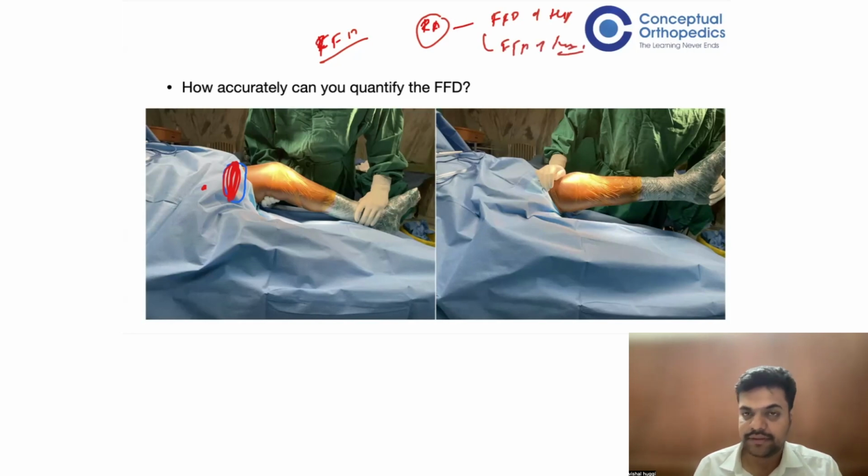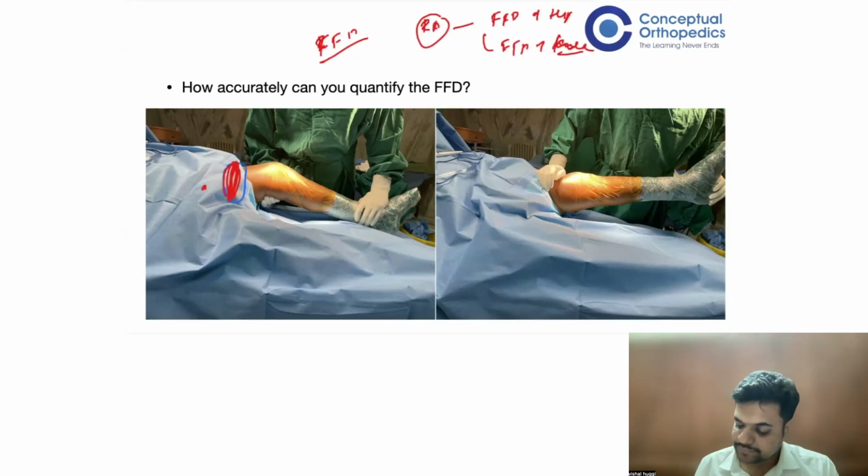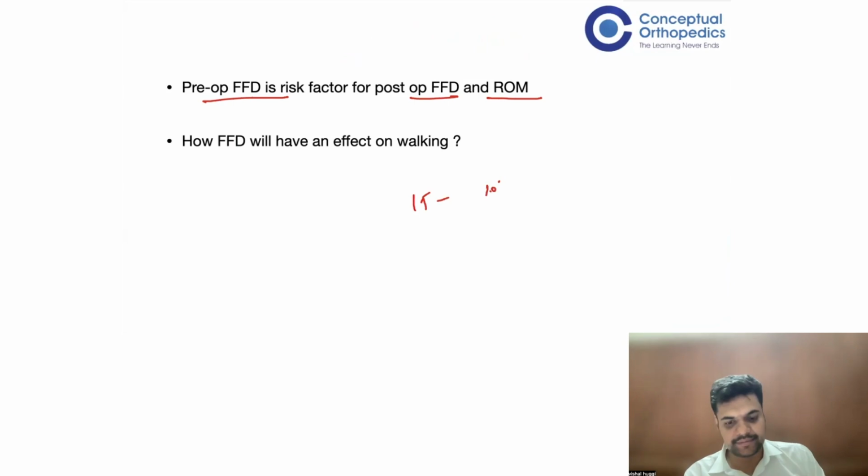In this situation, it is very difficult for us to clinically quantify how much the FFD of the knee is, so it is very important to quantify the knee. So why is knee FFD important? Because we all know that the pre-op FFD is a risk factor for post-op FFD and range of motion. If the patient has 15 degrees of FFD, we tend to keep about 5 or 10 degrees of FFD post-surgery if the FFD is not treated properly.